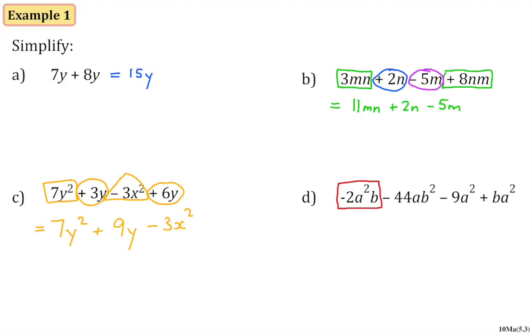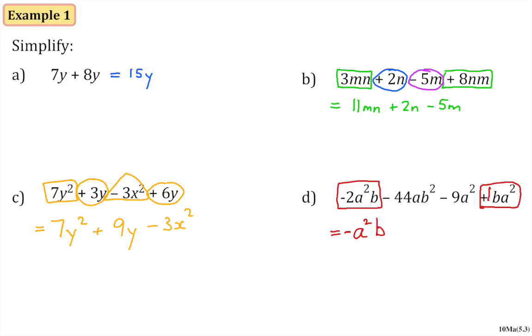And finally, we have a squared b term. There's no other term that has an a that's squared and a b. Oh, yes, there is. There's one on the end. It's just written in reverse order. There's an a that's squared, and there's a b term. So what I actually have here is minus 2 of them plus 1 of them, which leaves me with minus 1 a squared b. Now because there's a minus 1, I'm going to put a minus there. I could write minus 1, but I'm just going to put a minus sign there.